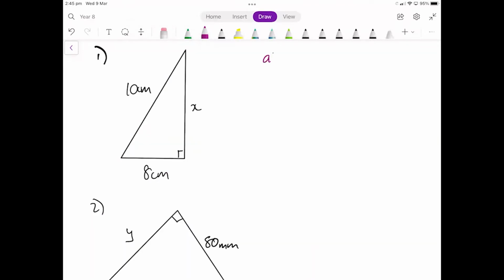Alright, first question. We start by writing the formula. A squared equals c squared minus b squared. The unknown shorter side is x, so we replace a with x. So x squared equals 10 squared minus 8 squared.